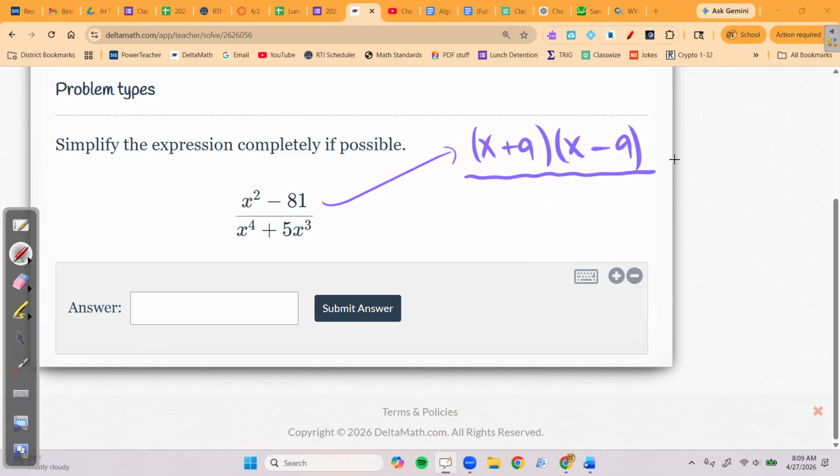And then the bottom, what kind of factoring is this? What is the GCF on the bottom? And what's left? X plus 5. And what do you see that's the same on the top and the bottom?